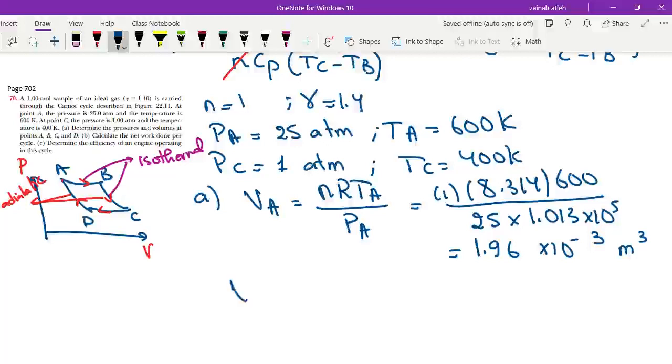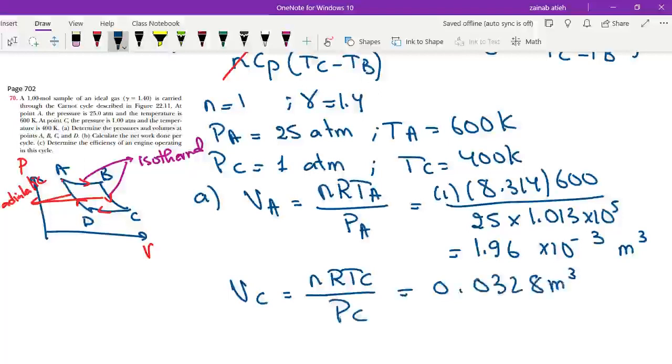Now let's calculate C. So VC is the same: I have my pressure and my temperature, so I can calculate the volume of C. nRTC over PC. Just substitute and you will get 0.0328 meter cube. So now for A and C, I have the pressure and volume for these two points. I now have to find the pressure and the volume for the points B and D. I found A and C, and I still have B and D.